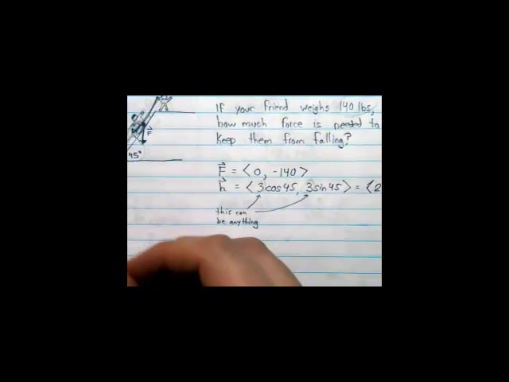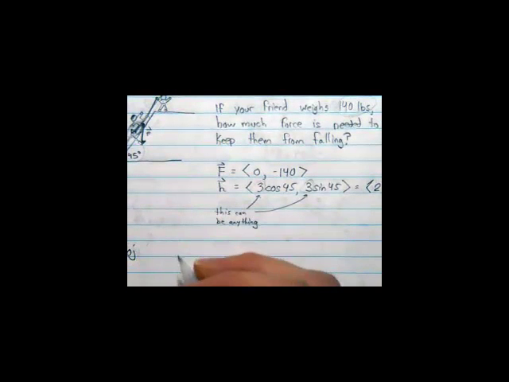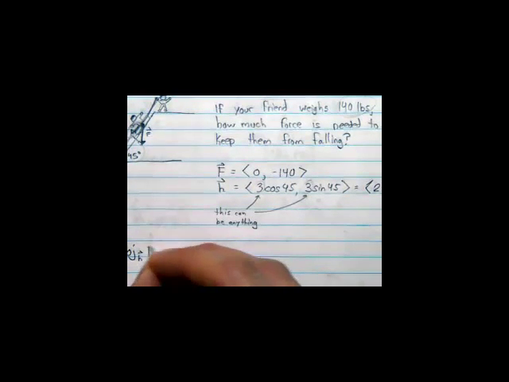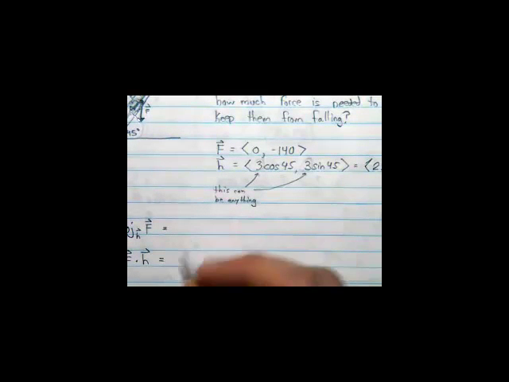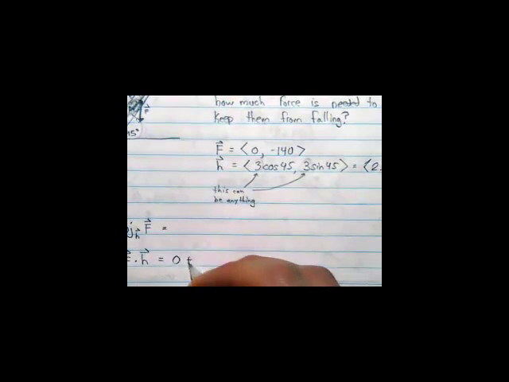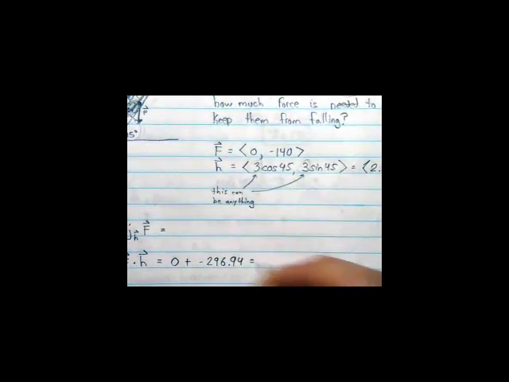So we want to do projection of F onto H. Okay, so we need to do the dot product, which would be 0 plus negative 140 times 2.121. All right, so the dot product is negative 296.94 with those two vectors.